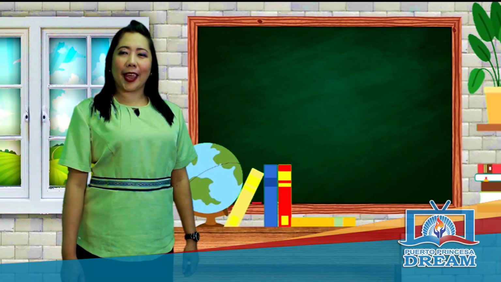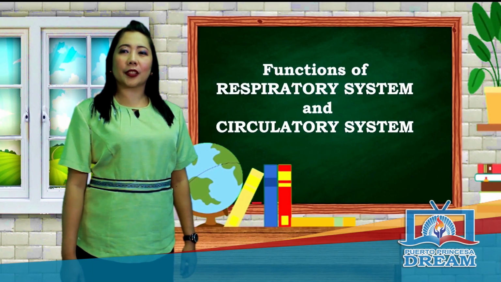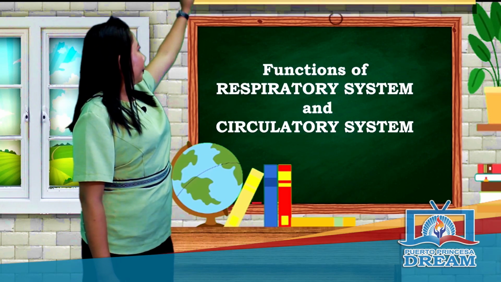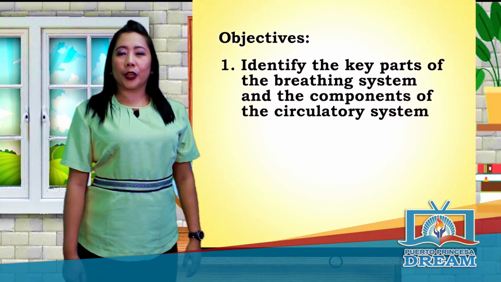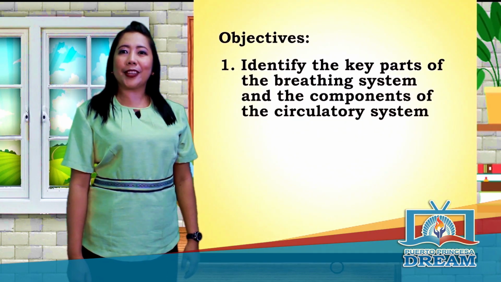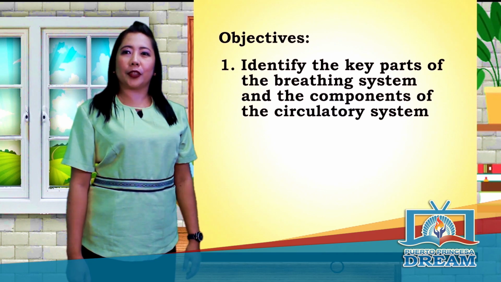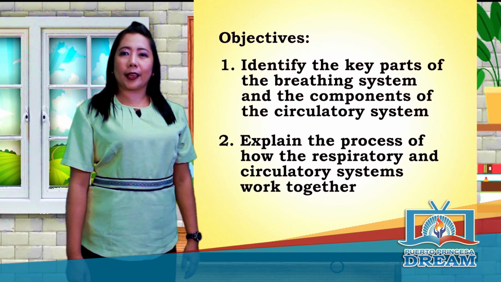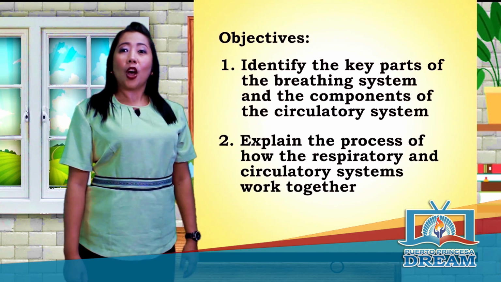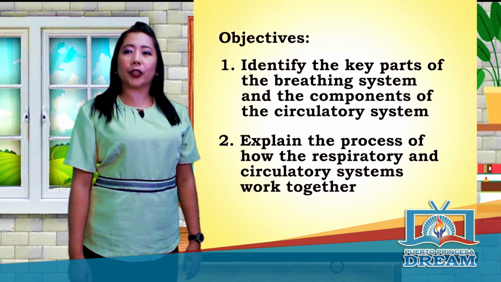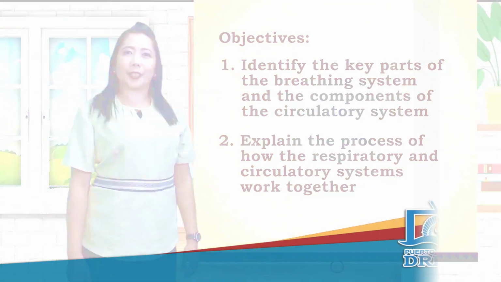Our lesson for today is about the structures and functions of respiratory and circulatory systems. In this lesson, we will first identify the key parts of the breathing system and the components of the circulatory system. Second, explain the process of how the respiratory and circulatory systems work together.